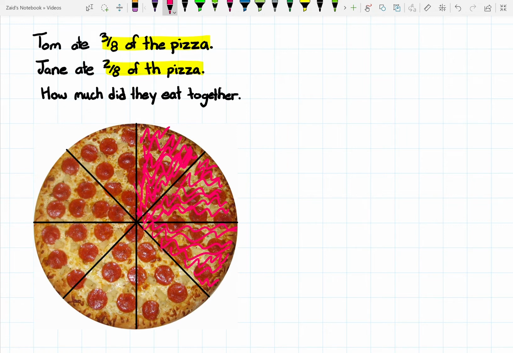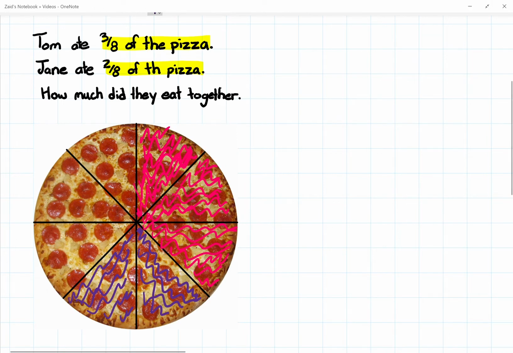And it said that Jane ate 2/8 of the pizza, so that means I have to add another 2 slices that Jane ate. So here's one slice, and here is another one. So this is how much they ate all together in a picture. But to know how many slices they ate, I'll just count them.